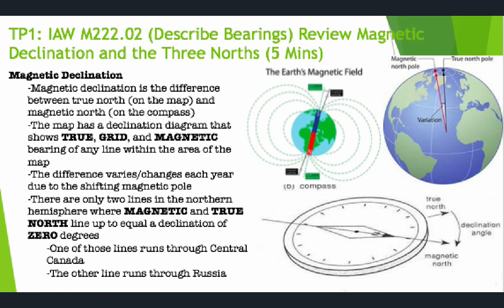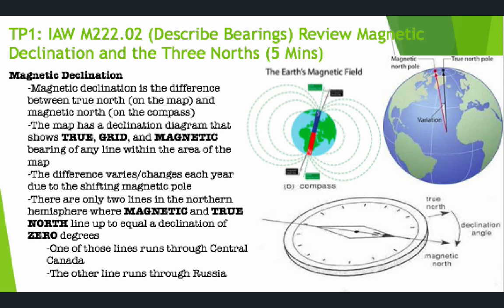True north, on a map, is the direction of a line of longitude which converges on the North Pole, while magnetic north is found on your compass. Each map has a declination diagram that shows true, grid, and magnetic bearing of any line within the area of the map. The difference between true north and magnetic north changes each year due to the shifting magnetic pole.